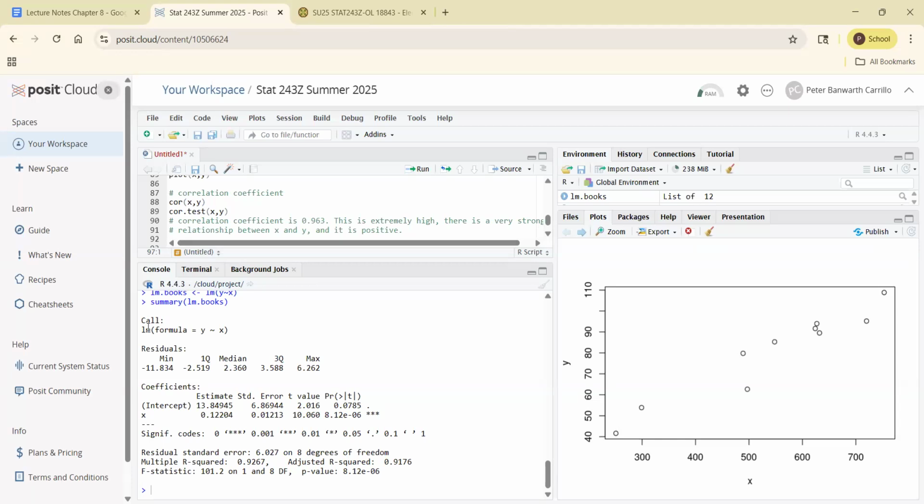It gives you a lot of information. Most of this information we're going to skip over, but there's a couple important things that I want to point out to you. The first is it reminds you what your formula is. These residuals, we're not going to worry about them right now. The coefficients are super important. The estimate on the intercept, 13.8, that's going to be the y-intercept of your line of best fit. The estimate on your independent variable x, 0.122, that's going to be the slope of your line of best fit.